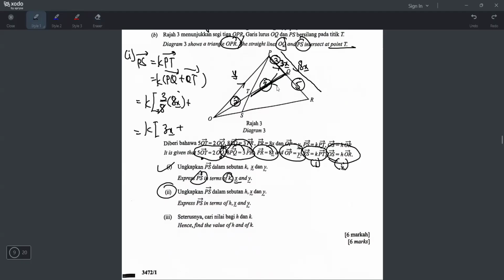And now to find QT. Okay, QT I don't have, but I can do, okay, how to find QT? QP, okay, wait. PT, I do PQ plus QT. Let's see.